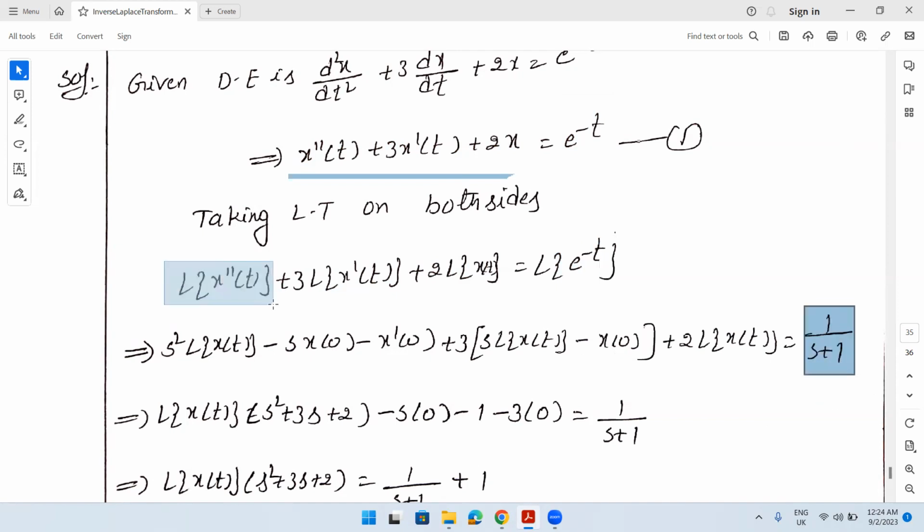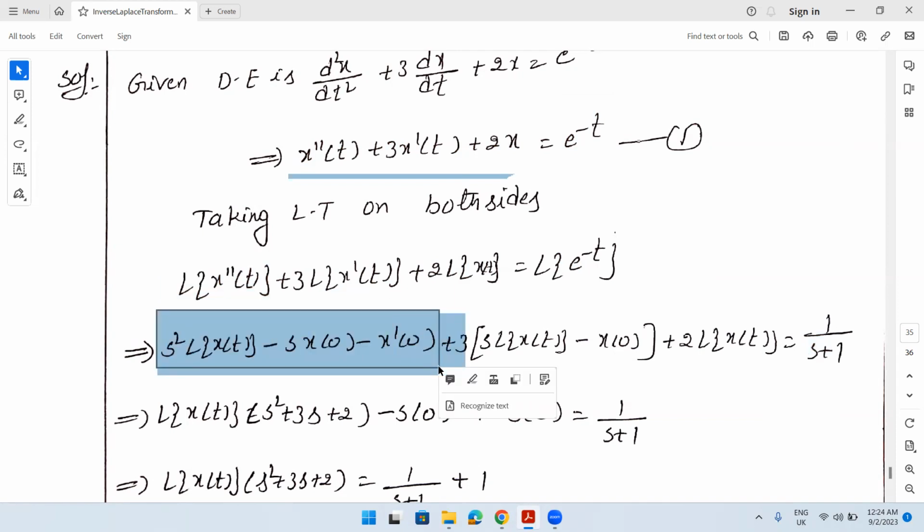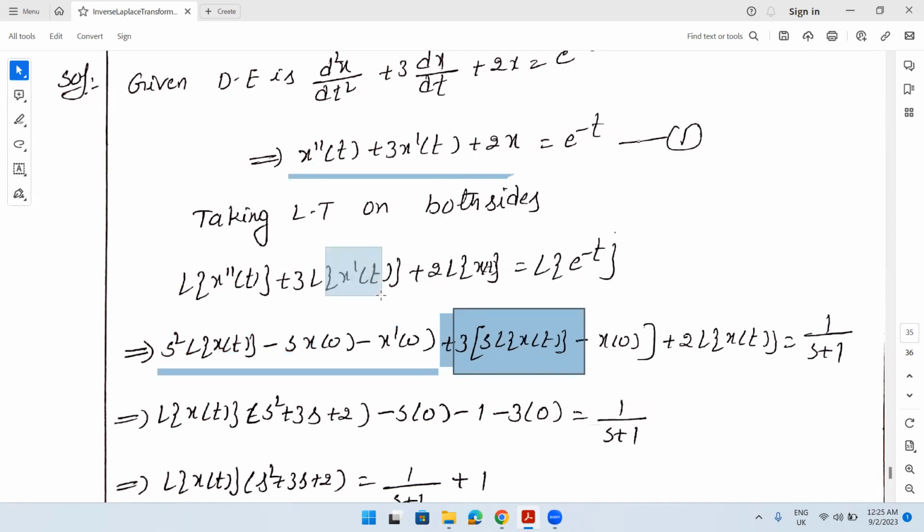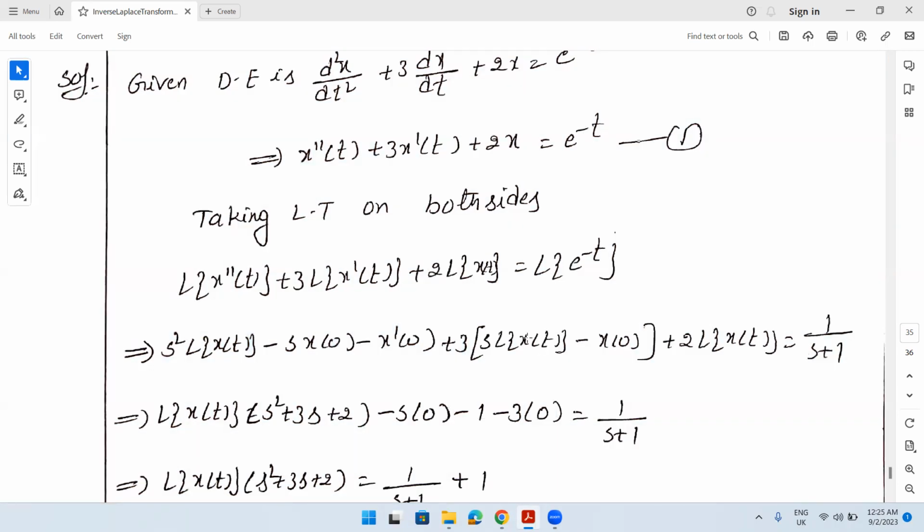Left hand side, using the linear property, L of x double dash, using the direct formula, that is in every problem we have to apply this formula. Laplace transform of derivative: s square into L of x, where x is the same as x of t, minus s into x of 0 minus x dash of 0. This is the formula. And L of x dash is s into L of x minus x of 0. And 2 into L of x as it is. The right side is also as it is, 1 by s plus 1.